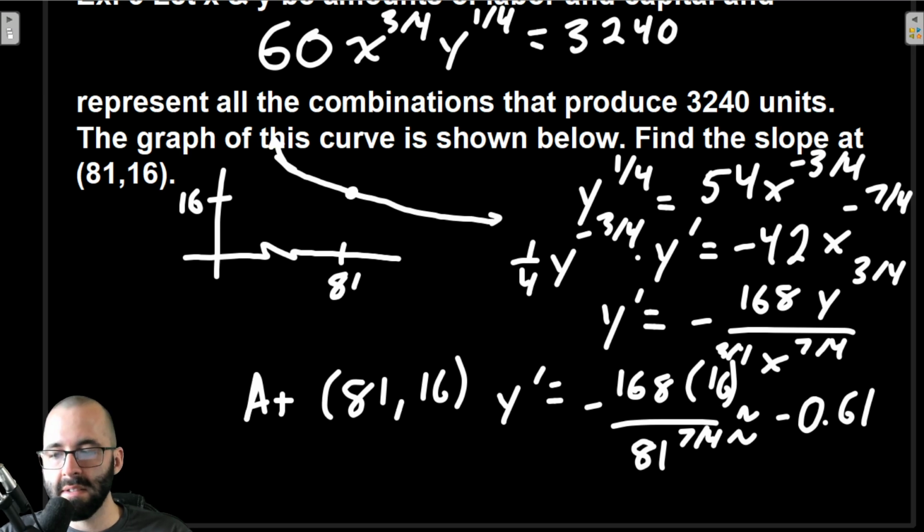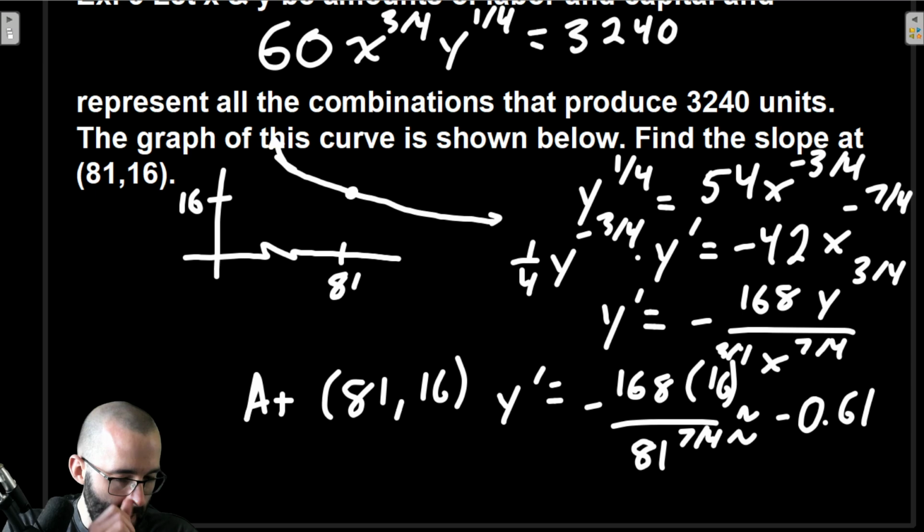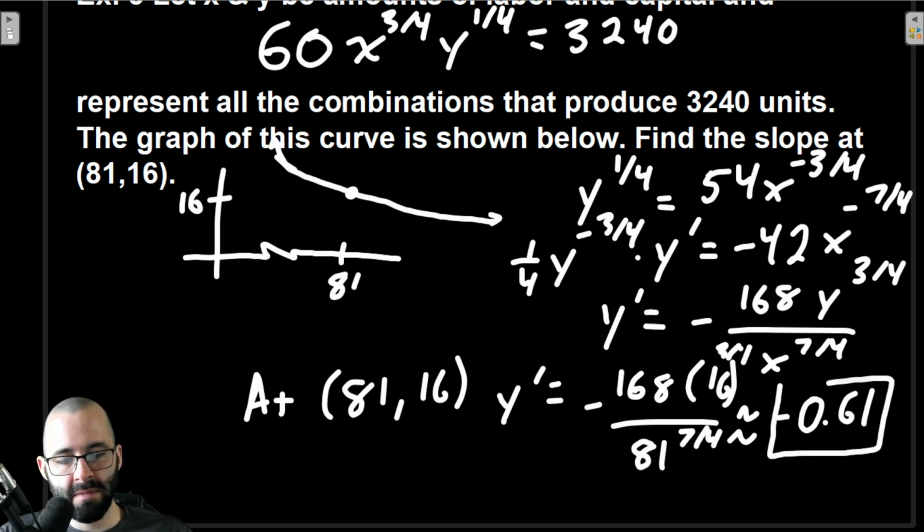Which kind of makes sense. All right. So it is a negative slope. It should definitely be a negative slope. And it's about kind of 2/3. So this is kind of the rate of change. If we want to increase labor by 1 unit, we can afford to decrease capital by 0.61. All right. That's what we've got going on for us here. That is the slope, just right there.